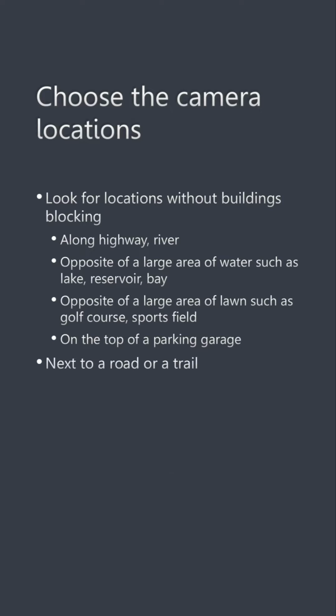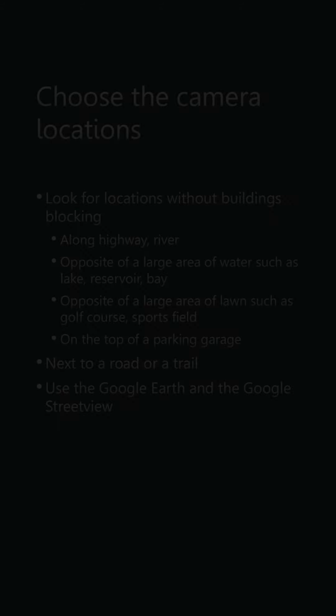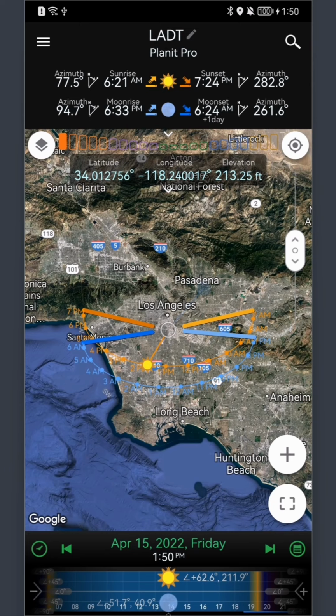You also want to choose a location next to a road or trail. The reason is that some of the locations, especially those on the mountain, have no trail there, and it will be hard to get there. So try to find a location along a trail first. If you can't find it, then you could go to the location and scout for a way to get there. And you can use Google Earth and Google Street View to further refine those locations before you scout the location. Enough talk, let's get to a real plan.